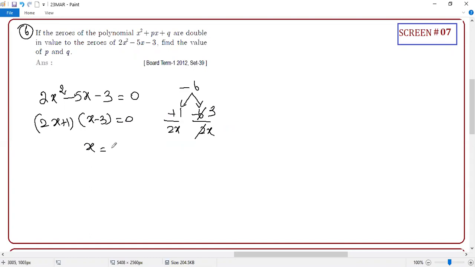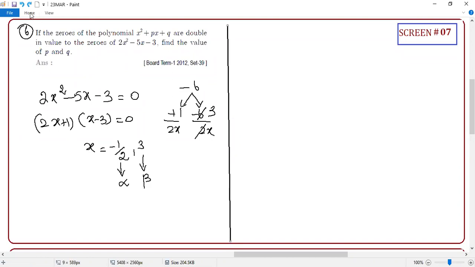So what is your x, student? x is -1 upon 2 and 3. Super, or not? This is your alpha and this is your beta. So are you clear? These are the zeros of this. Now you are going to find the zeros of this, and they clearly said the zeros of this are double the zeros of this. So now tell me, what are the new zeros? 2 alpha and 2 beta. Why? Because they said double.